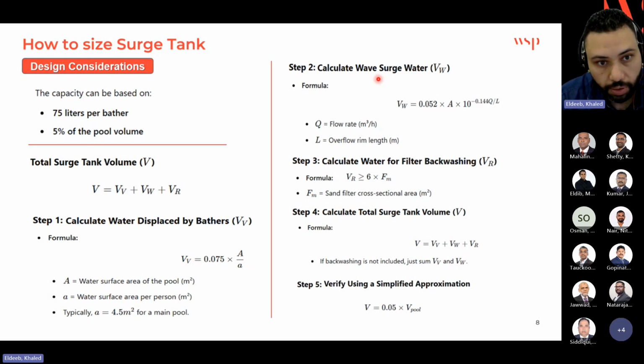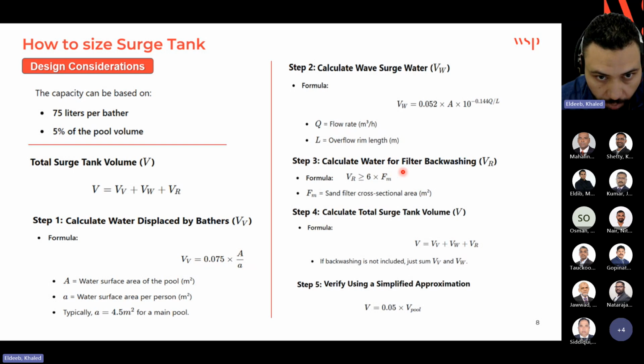The second one is regarding the wave surge water, the volume of water coming from the waves. We can calculate this using this equation: the total flow rate of the system, the one that we calculated before in the pump session, and the length of the entire channel around the pool, the overflow channel. If we have both, we can get the volume of the water surge.